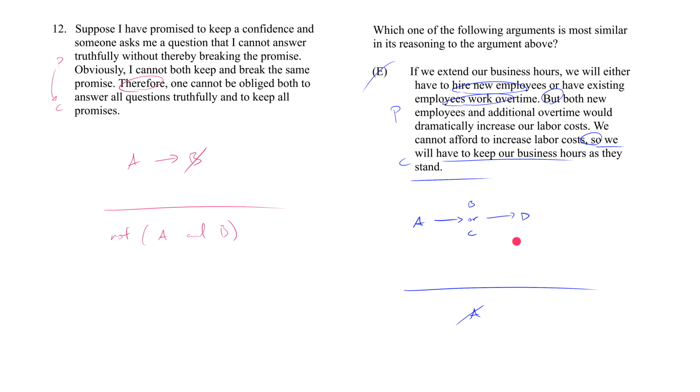Oh, you can't do it. Well, you can't dramatically increase labor costs. Well, then that contraposes back. That means you can't do this, which means you can't do this. And that's exactly where you land in your conclusion. You can't extend your business hours, keep business hours as they stand. Again, perfectly fine argument. It's just that this argument structure and this argument structure are not similar, right? They're not similar. So that's why E is not the right answer choice.